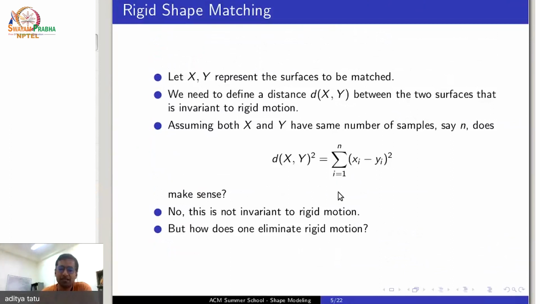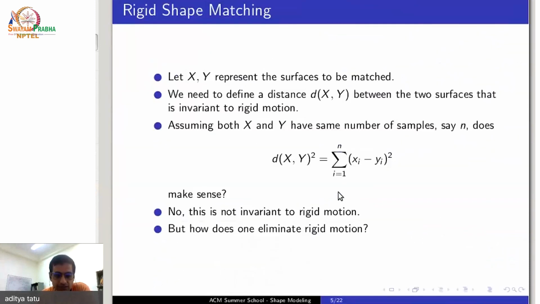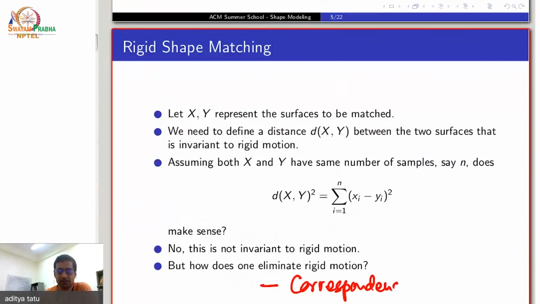So, how does one eliminate rigid motion? That's the question, and the added complication is that correspondence information is missing. So you have two problems, right? Correspondence and rigid motion. You can see that both these problems are interrelated in the sense that if correspondence is available, then there is no issue. I can go ahead and find the optimal rigid transformation that aligns the two.